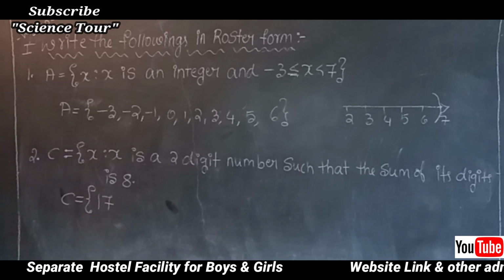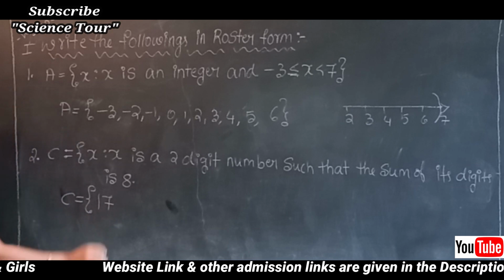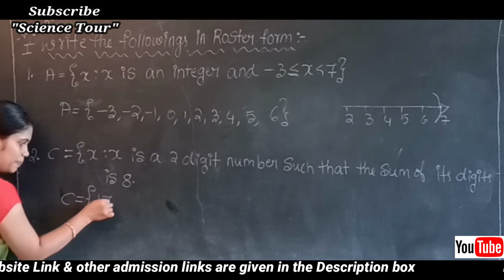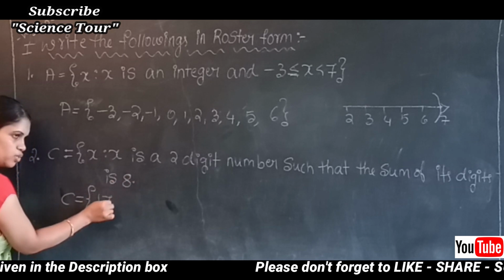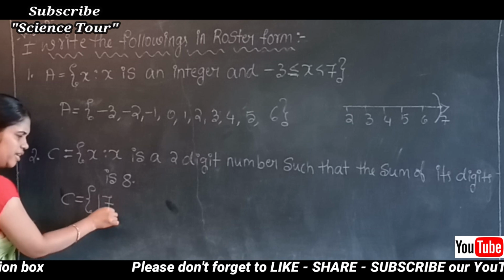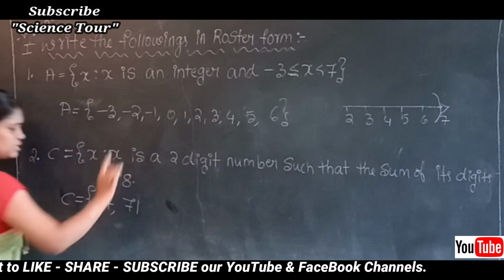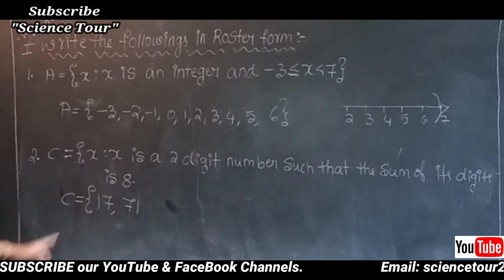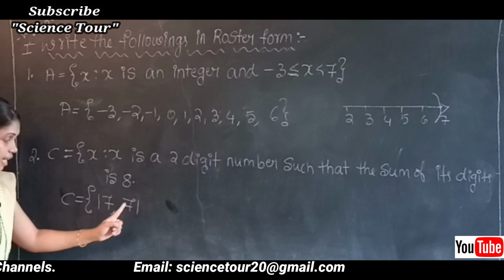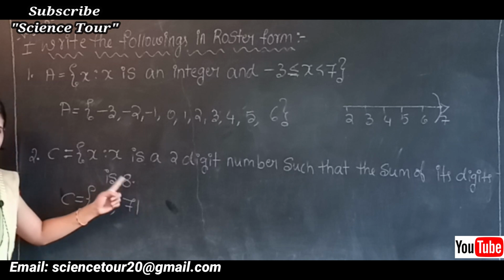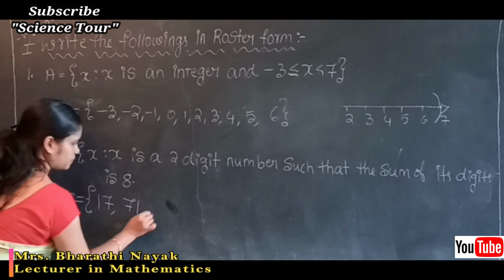I'll consider 17. Is 17 a 2-digit number? Yes. Add its digits: 1 plus 7 equal to how much? 8, isn't it? So can I choose this 17? Yes. Next, reverse this. What about the reverse? 71, isn't it? If you reverse its digits, you will get 71. Again, 7 plus 1 equal to how much? 8, isn't it? So next, which numbers will come?